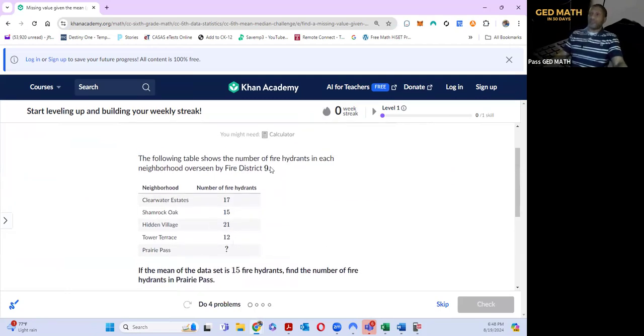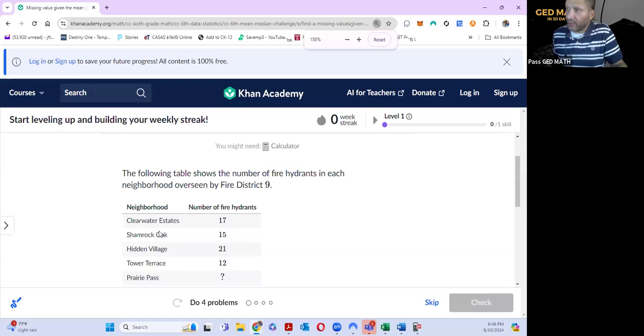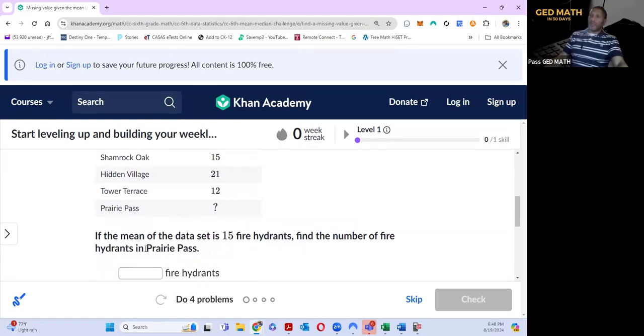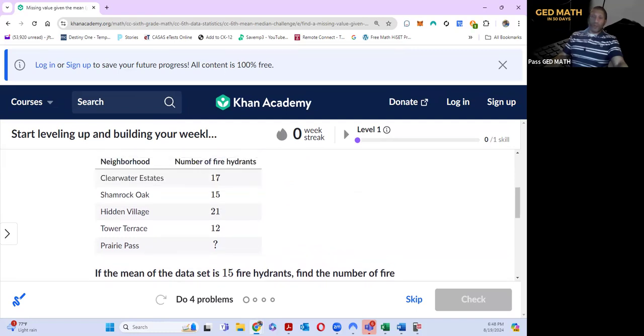The following table shows the number of fire hydrants in each neighborhood overseen by Fire District 9. Clear Water, 17. Shamrock, 15. Hidden Village, 21. Tower Terrace, 12. Prairie Pass, you don't know. If the mean of the data is 15, find the number of fire hydrants. So watch this.